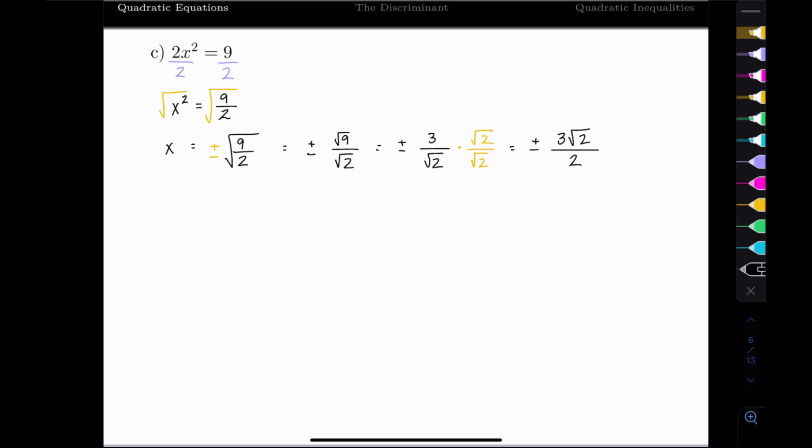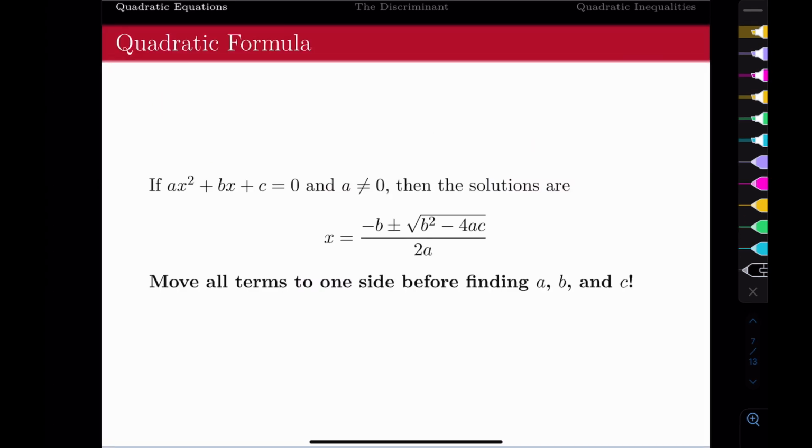and we get our 2 solutions. Now the next method is going to be our method that never does fail. The problem with it is it does take a while to simplify this expression, but really it's kind of just a plug and chug formula.